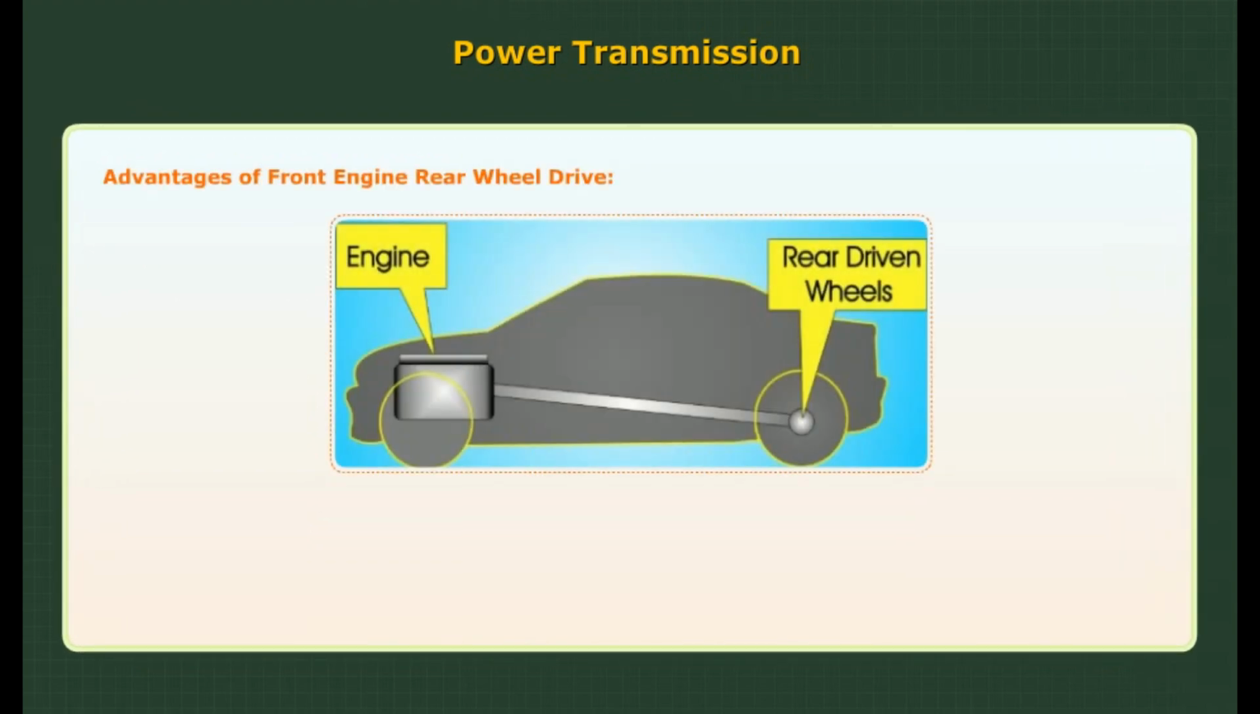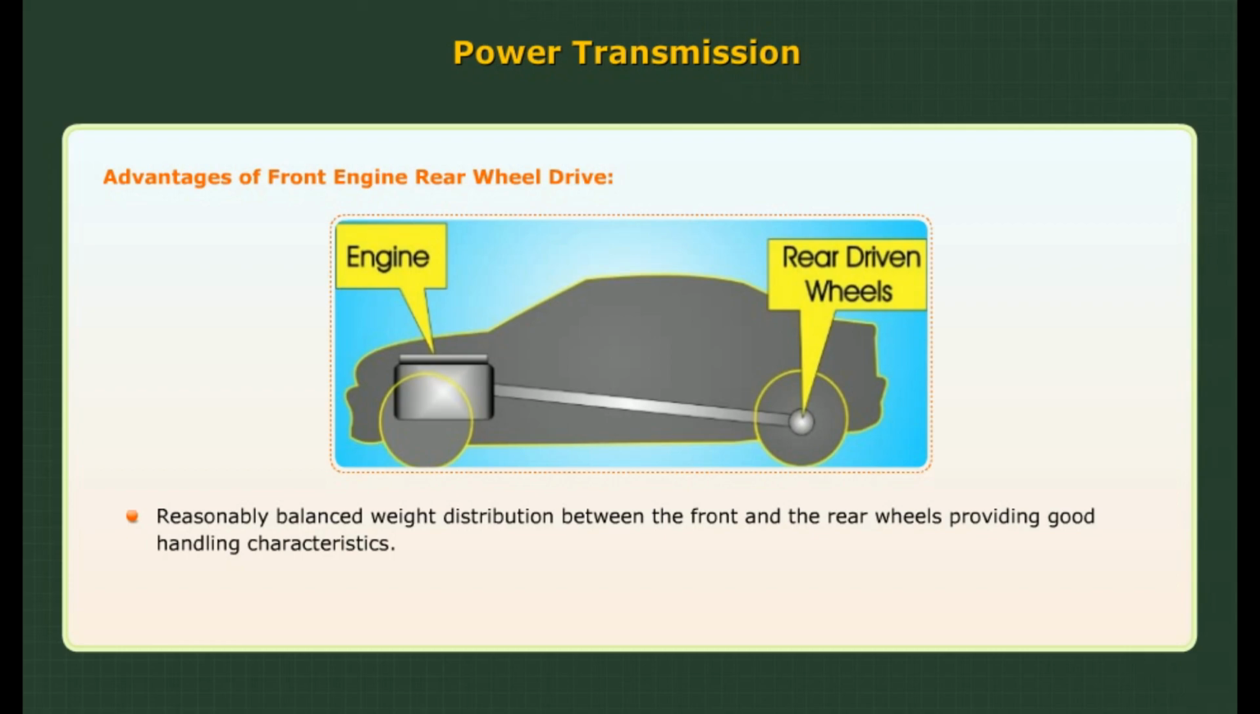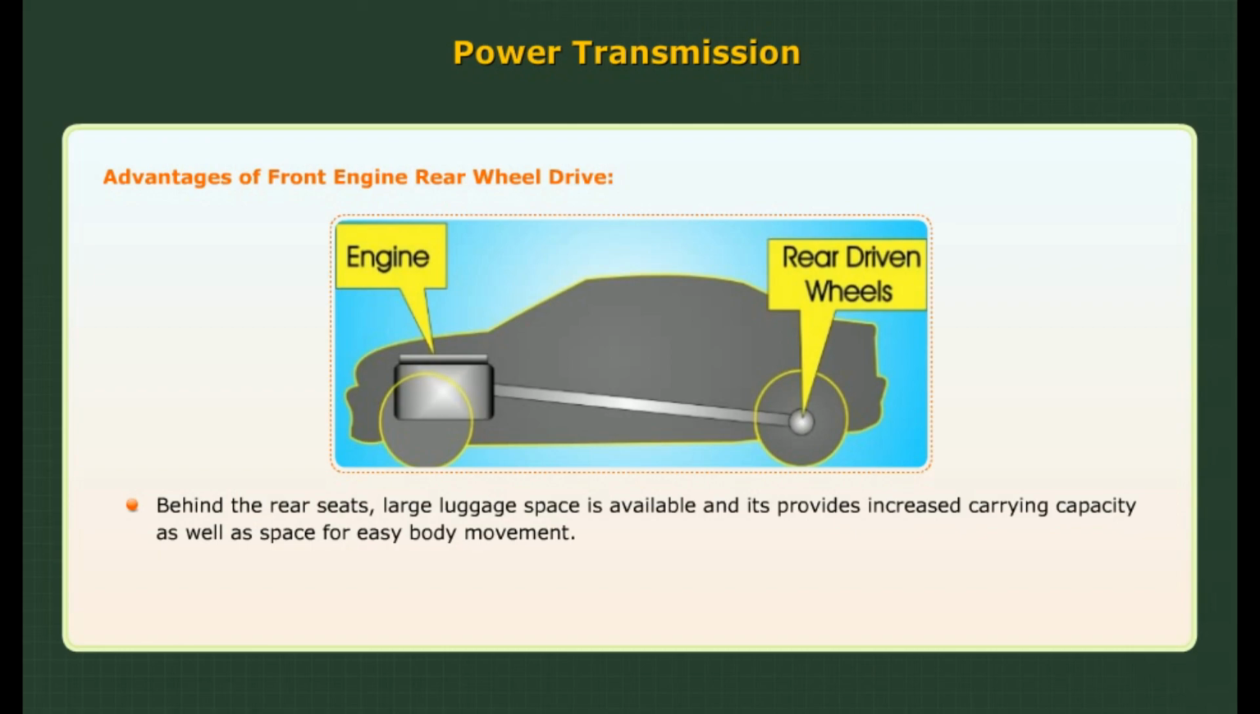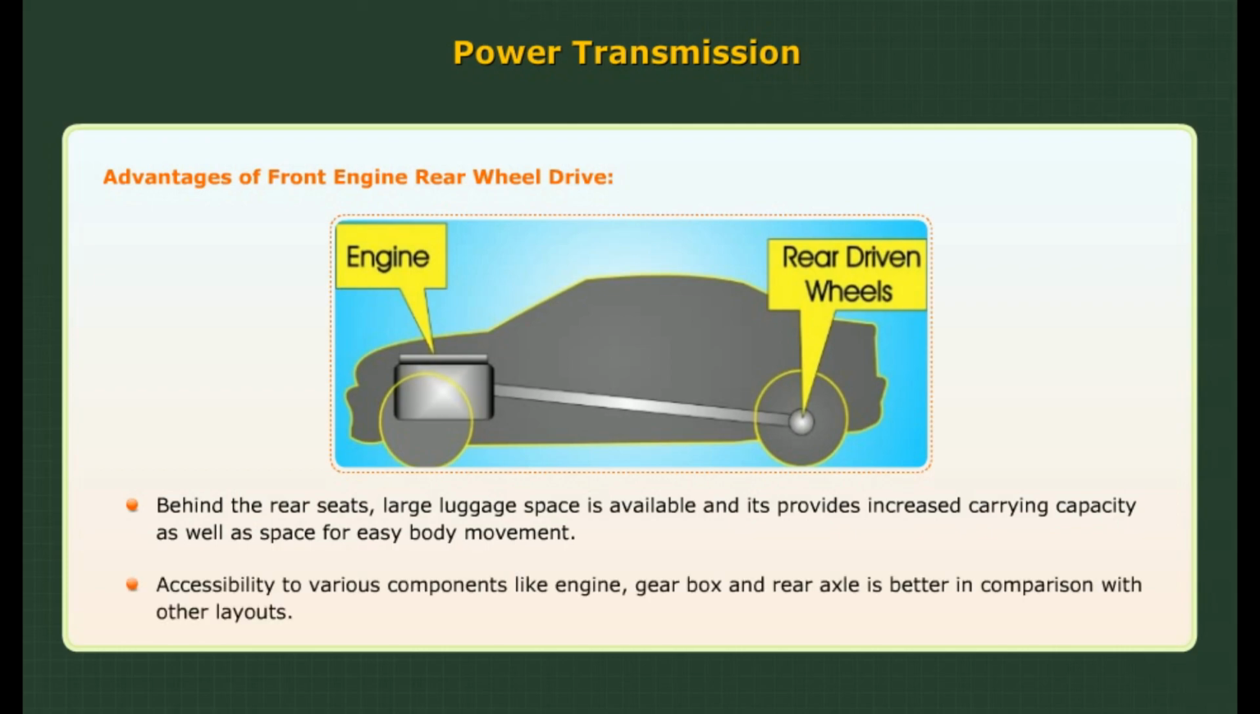Advantages of front engine rear-wheel drive. Reasonably balanced weight distribution between the front and the rear wheels, providing good handling characteristics. For easy front wheel steering movement, the engine occupies the reduced width between the arches. Behind the rear seats, large luggage space is available, and it provides increased carrying capacity as well as space for easy body movement. Accessibility to various components like engine, gearbox, and rear axle is better in comparison with other layouts.